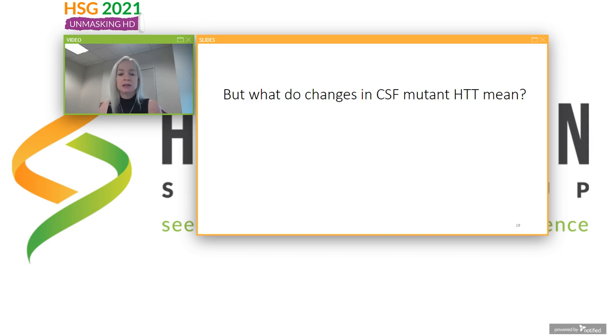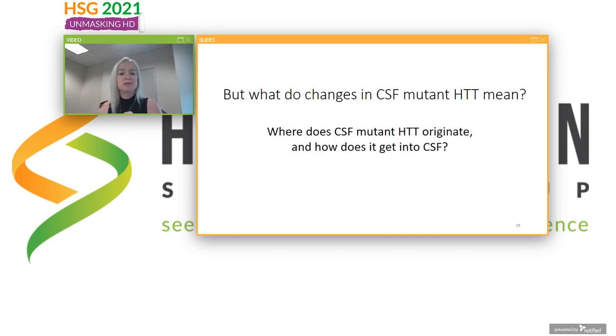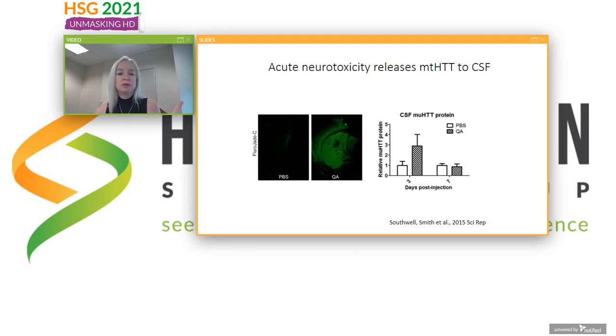And to understand what those changes mean, we need to know where this CSF mutant huntingtin comes from and how it gets into CSF. So we know from previous work that if we use an acute neurotoxin to kill a bunch of neurons, we get a transient increase of CSF mutant huntingtin protein while neurons are actually dying. When the lesion is fully formed and the neurons are no longer dying, this returns to basal levels. So it's an actively dynamic system, and neuron death contributes to it.